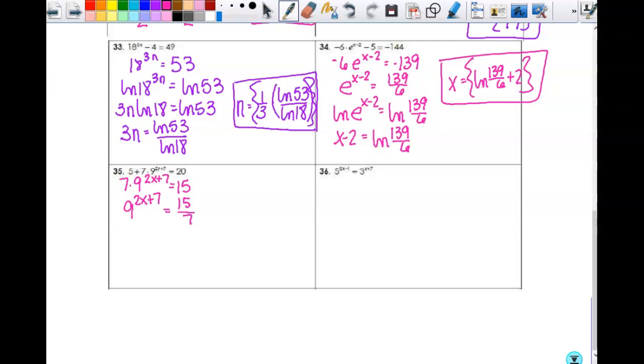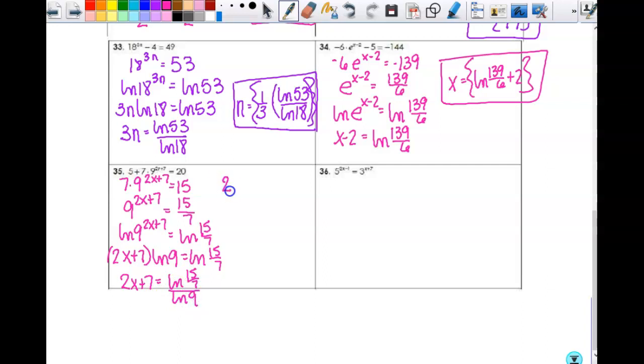Then I'm going to take the log of both sides, so the natural log of 9 to the 2x plus 7 power equals the natural log of 15 over 7. This comes out in front, so I get 2x plus 7 times the natural log of 9 equals the natural log of 15 over 7. Then I'm going to divide by the natural log of 9, so 2x plus 7 equals the natural log of 15 over 7 over the natural log of 9. Subtract 7, so I get 2x equals the natural log of 15 over 7 over the natural log of 9 minus 7.